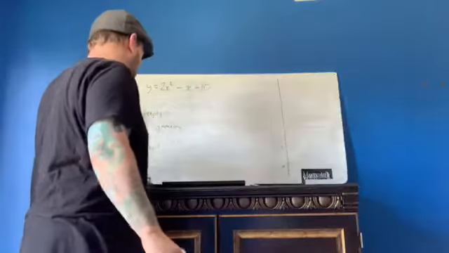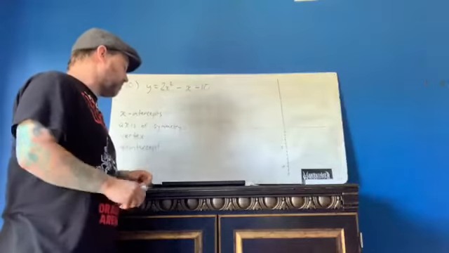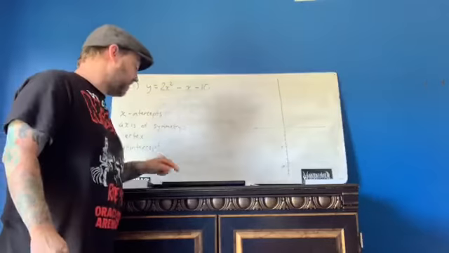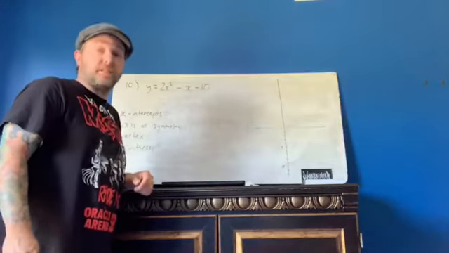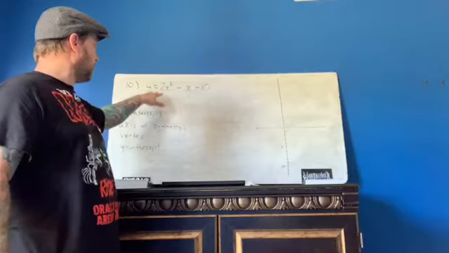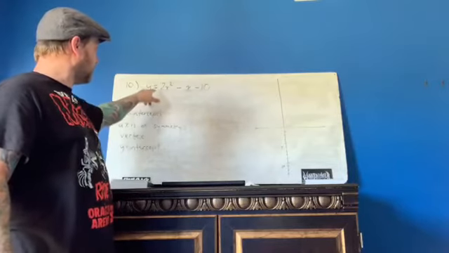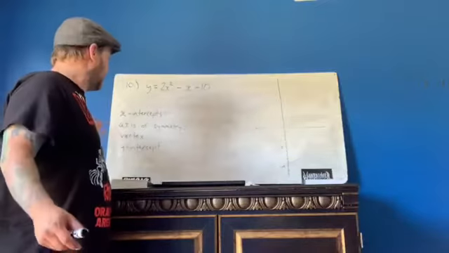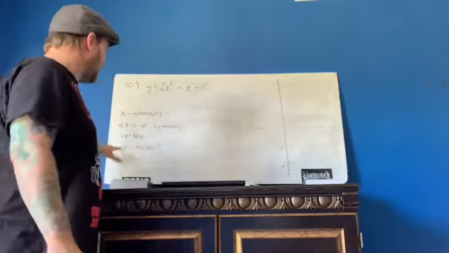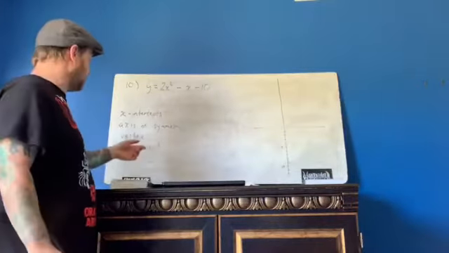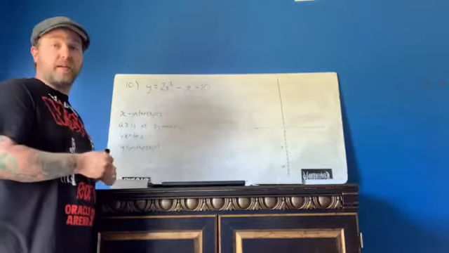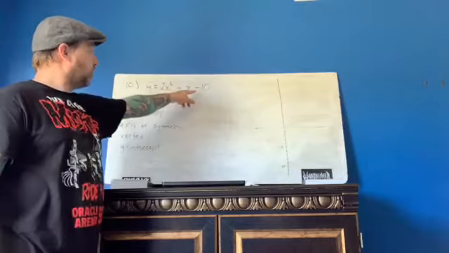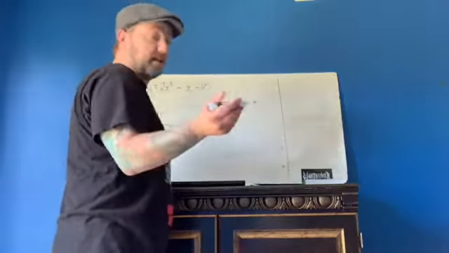Problem 10 says, identify all important features of the quadratic function, including the x-intercepts, axis of symmetry, vertex, and y-intercept. Sketch the graph. All right, so we're looking at this quadratic function here, y equals 2x squared minus x minus 10. Let's figure out what's the easiest to figure out first. Well, easiest is always the y-intercept. The y-intercept is right here. If x were 0, y would be -10.